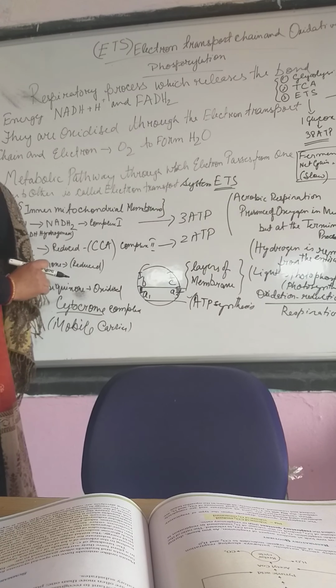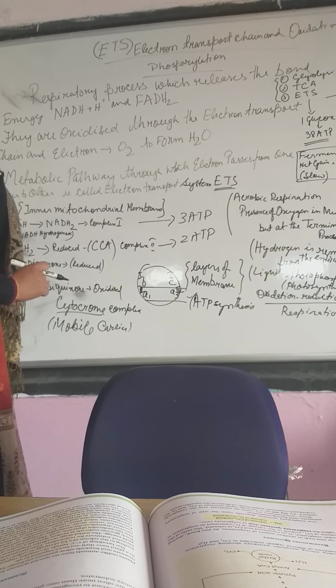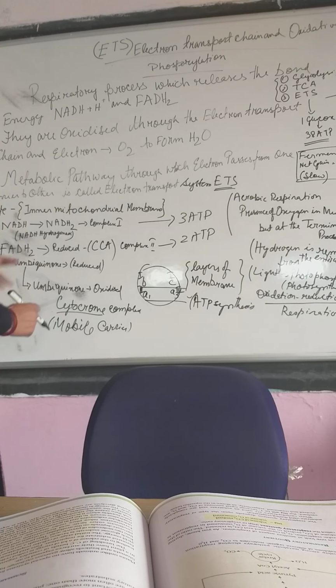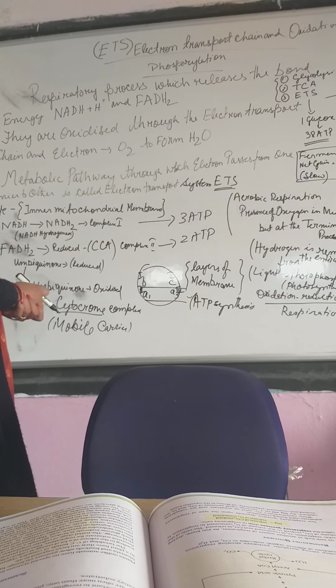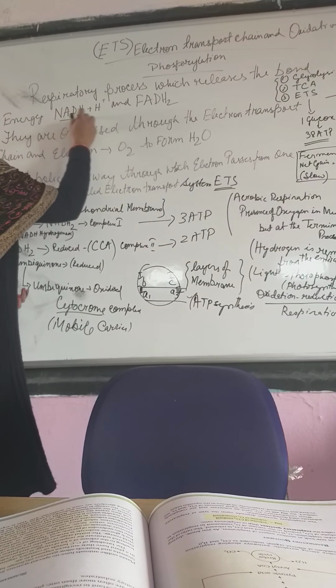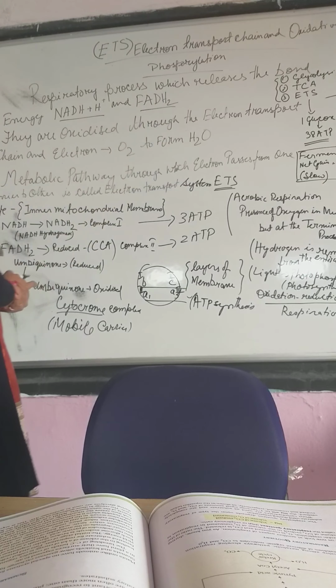See, oxidative phosphorylation we had already done in photosynthesis also. But here you see the respiratory process. Okay, the main aim of the respiratory process is oxidation of glucose, and the primary aim is it has to release the bond energy from NADH and FADH2.